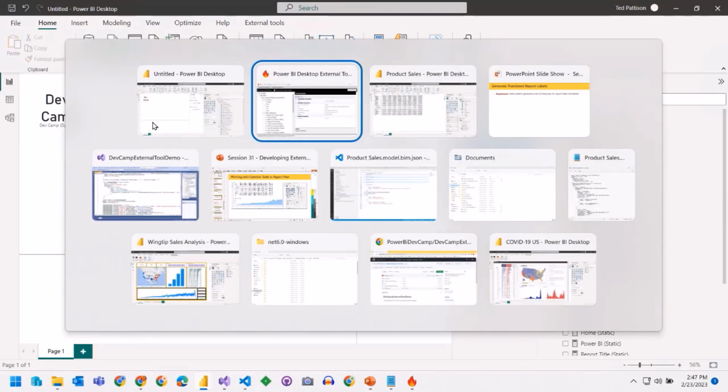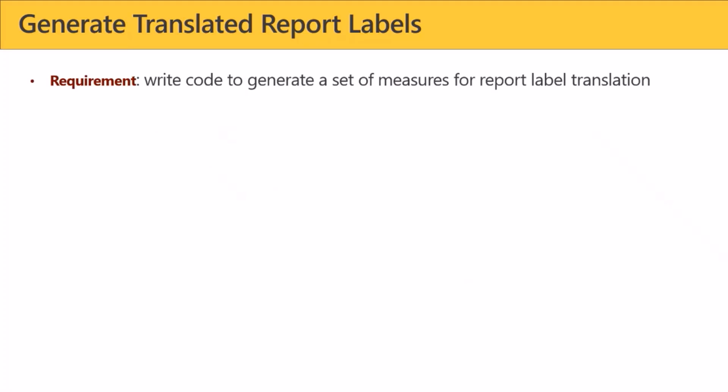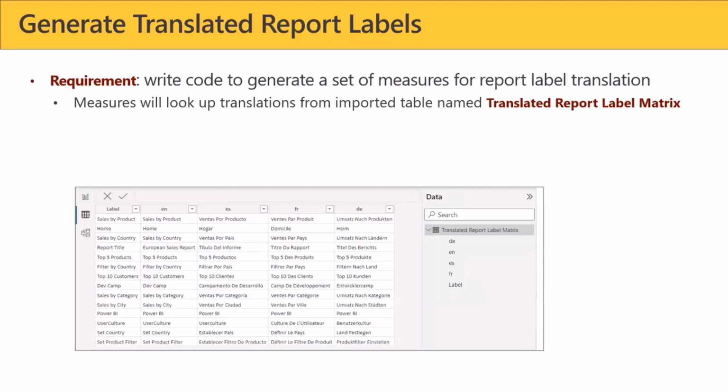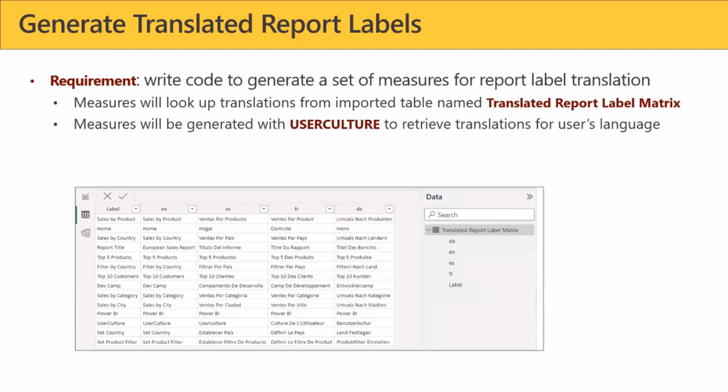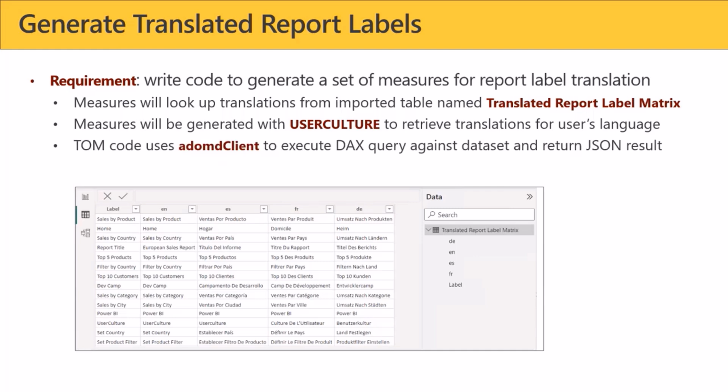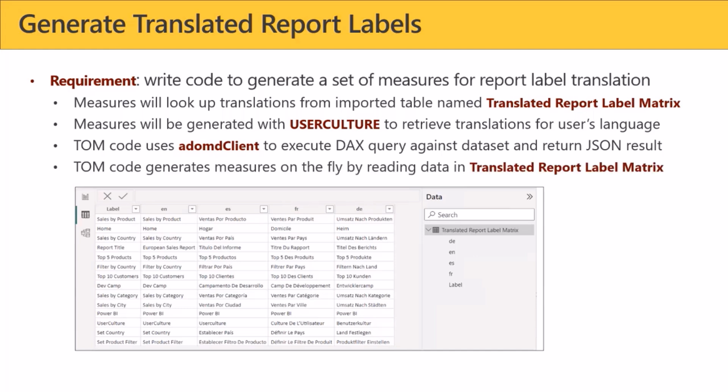So once again, just wanted to show an example of basically taking data, using the user culture function to generate measures dynamically. So we execute a query just to see what's there, and then we're able to build these on the fly. Okay. Very cool.